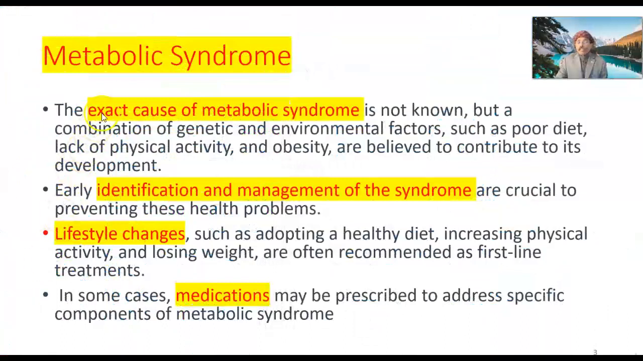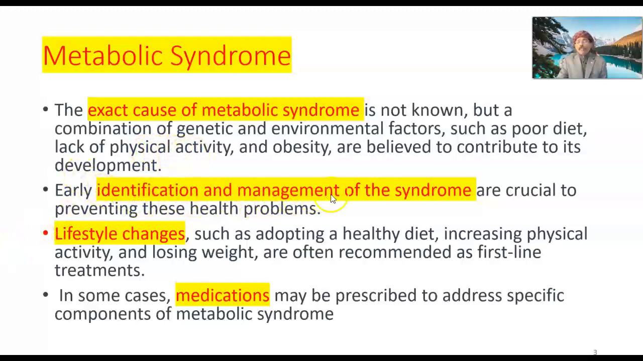The exact cause of metabolic syndrome is not known, but a combination of genetic and environmental factors such as poor diet, lack of physical activity. Poor diet means that fatty food or maybe fast food, a lot of trans fat, less and less fiber, lack of physical activity and obesity are believed to contribute to its development. So obesity is a factor. Sedentary body habit is also another factor for development of metabolic syndrome.